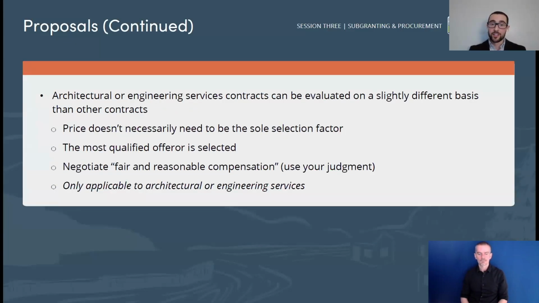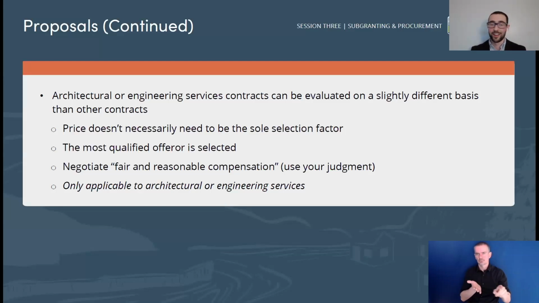So there is a caveat here. An exception is made for architectural or engineering services. So you can evaluate these proposals on a slightly different basis than other contracts. Again, price doesn't necessarily need to be the sole selection factor as it is with sealed bids. The most qualified offer is selected generally, right? And in the contract negotiation process, you should be using your judgment to determine what is fair and reasonable compensation.